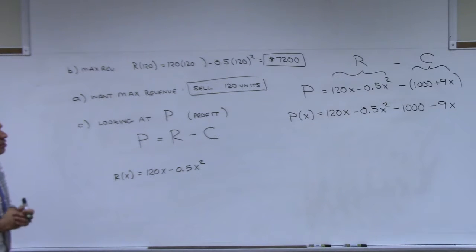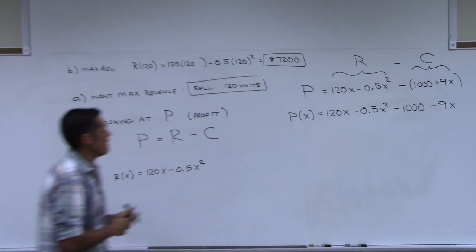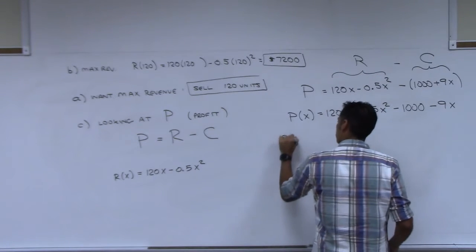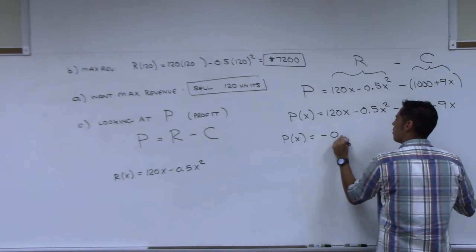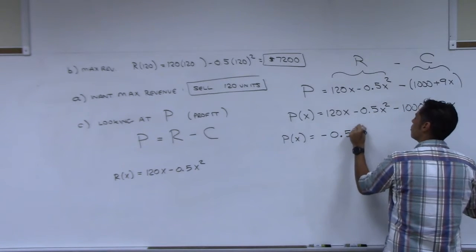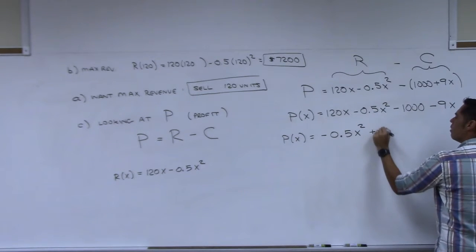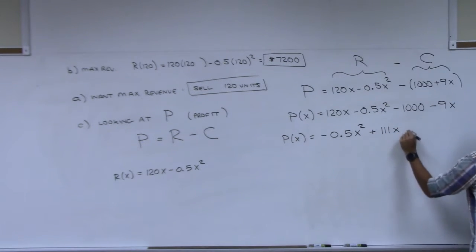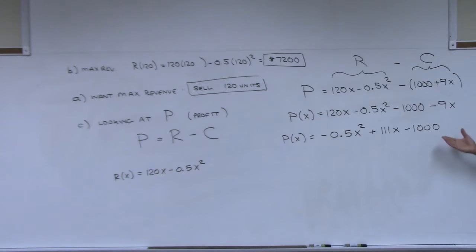Let's collect any like terms together. I see that 120x and I can take away 9x. So P of x is, let me put it in descending order, negative 0.5x squared, and then I'll have plus, what is that, 111x minus 1,000. So all I did there was take the 120x and take away 9x. And that's my profit function.